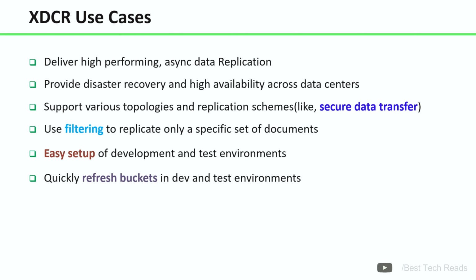XDCR use cases deliver high-performing async data replication, provide disaster recovery, and support various topologies and replication schemes. For example, we can configure fully secure XDCR or half-secure XDCR. We will see in a few minutes how to do that. Use filtering to replicate only a specific set of documents. Suppose a bucket has 100 documents and we need only 20 documents that start with a specific keyword, we can give that keyword in the filter condition. We will see how to do that in a few minutes.